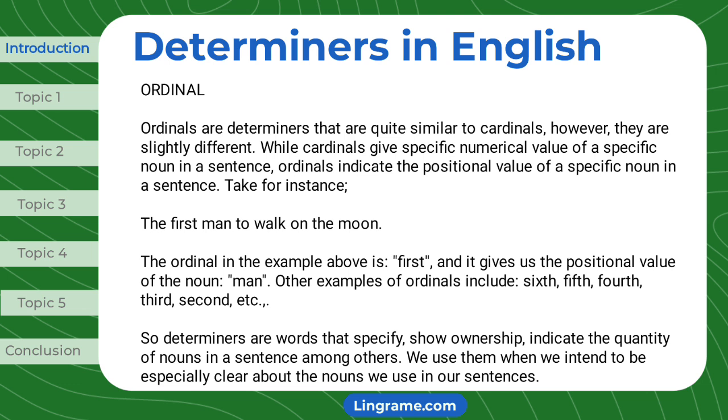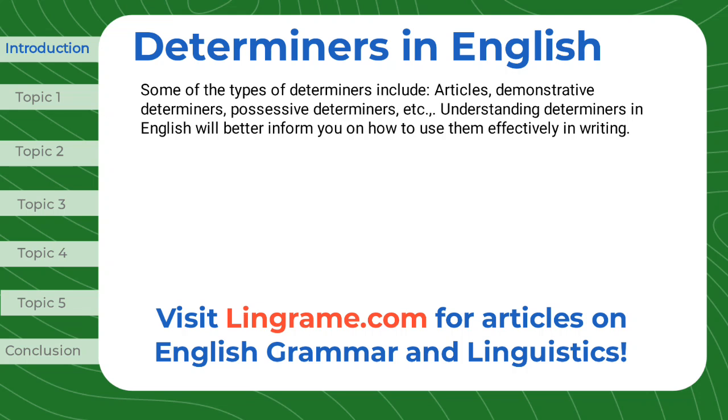So determiners are words that specify, show ownership, indicate the quantity of nouns in a sentence among others. We use them when we intend to be especially clear about the nouns we use in our sentences. Some of the types of determiners include articles, demonstrative determiners, possessive determiners, etc. Understanding determiners in English will better inform you on how to use them effectively in writing.